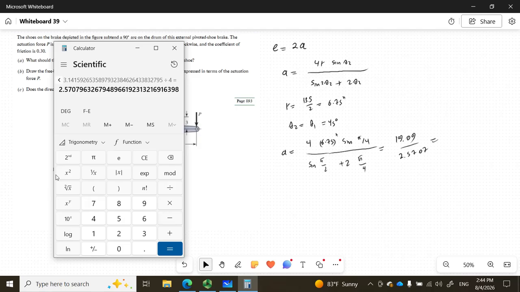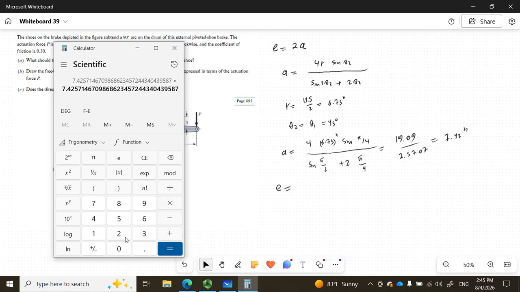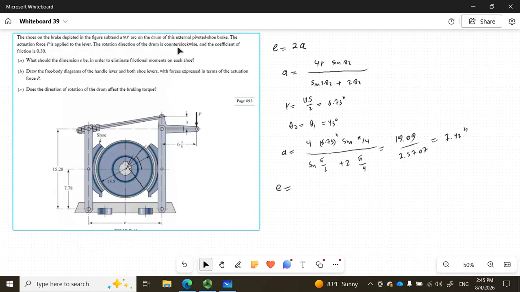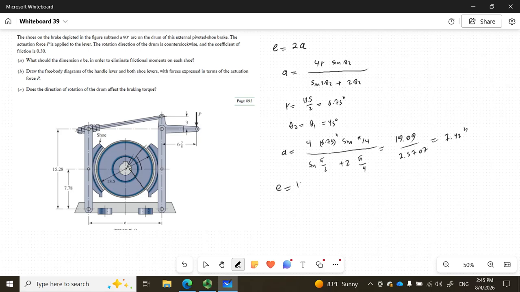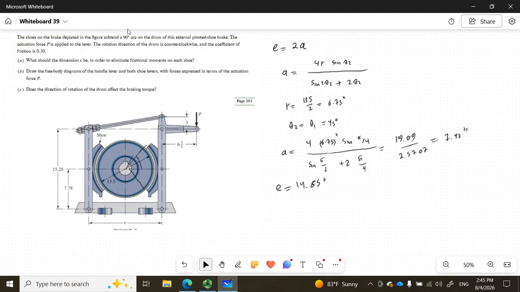Okay, so let me invert this. Multiply it by 19.09. Okay, 7.42 inches, and E is basically 2 times this times 2, so 14.85. 14.85 inches is the E I need in order to have no frictional moment, right?